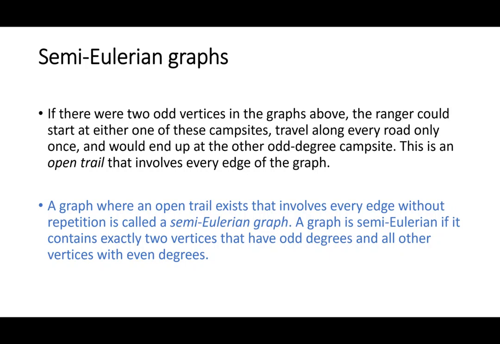2, 2, 4, 2. The first one, that'd be semi-Eulerian. It's got 2 odd number vertices, so it has open Eulerian trails. And that one is closed.